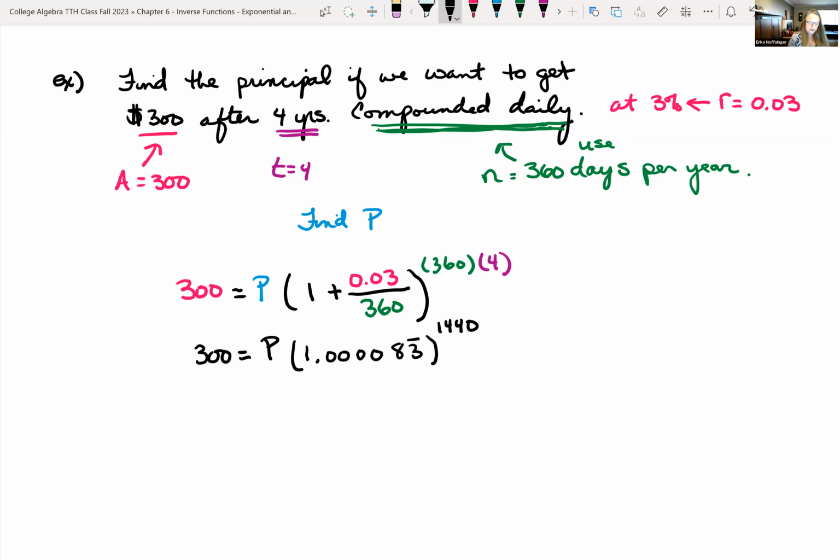So let's raise that number I just gave you, 1.0000083 with the 3 repeating, to the 1,440 power. Again, I'm not going to round until the very end, but while I'm writing it out, I'm going to round. And so here I got P times approximately 1.12749. And I'm going to divide 300 by that answer.